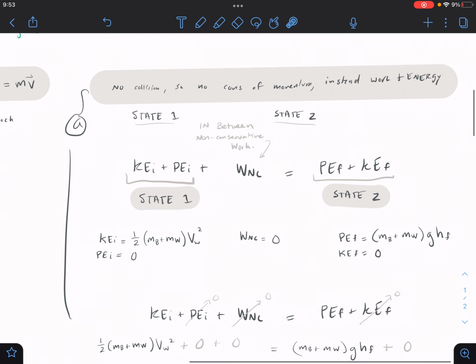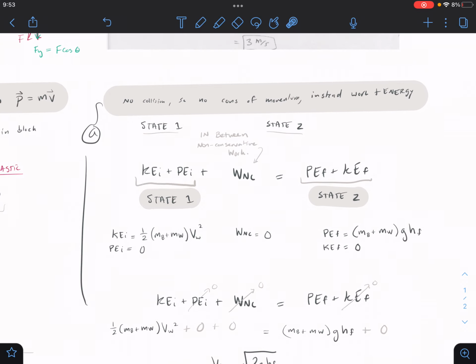It's going to be positive if it's putting work in, and negative if it's work out. So in the case of friction, it would be negative because it's work out. But in this case, we don't have any of that. Just as a general way to set it up, that's what's going on.